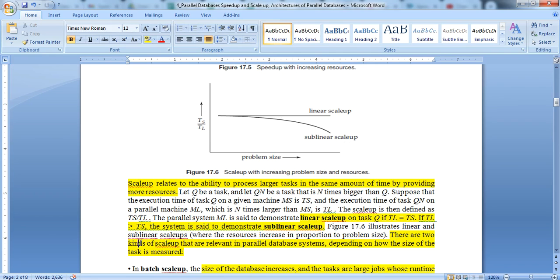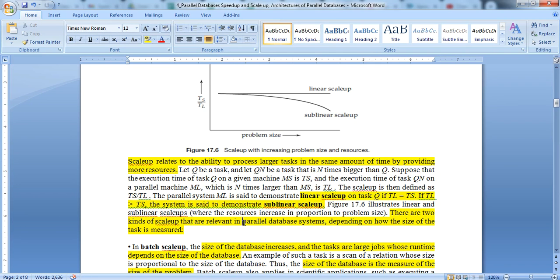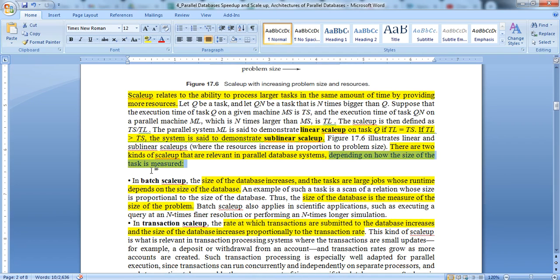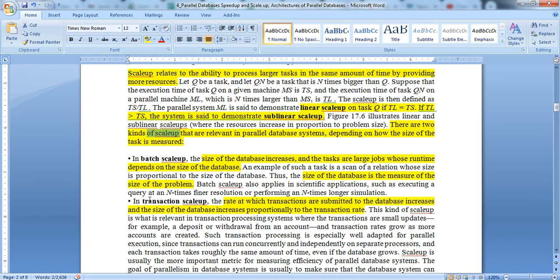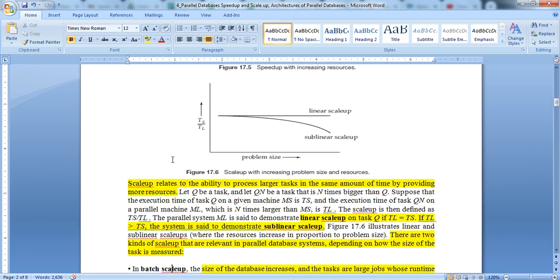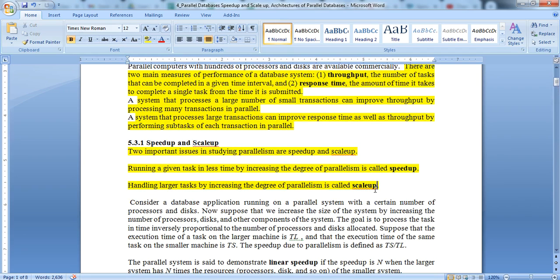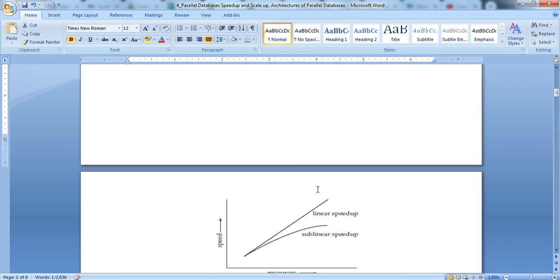Now there are two kinds of scale up that are relevant to parallel database systems, depending on how the size of the task is measured. Now the two particular kinds of scale up. Batch scale up: if we think about the scale up definition, scale up is handling a large task by increasing the degree of parallelism. It means we have a large task and we provide some more resources, or increase the degree of parallelism. Definitely we need to increase the resources. That's called scale up of the process.